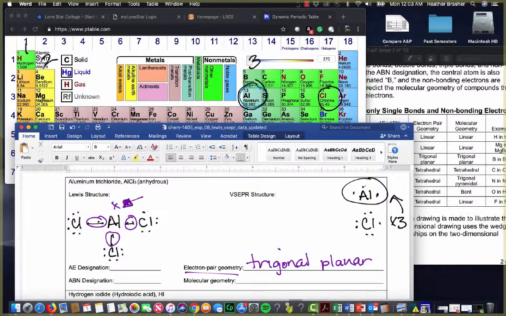And as you can see here as well, guys, you have atom, atom, and atom. And so the molecular geometry is the same. So if you look at your handout, what would it look like? Well, it would look like this.